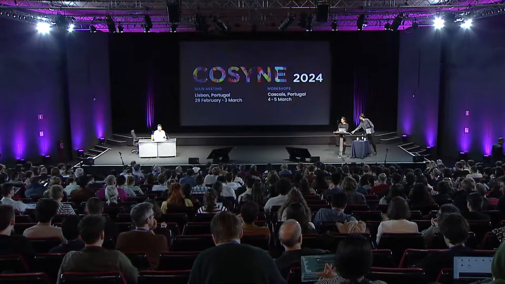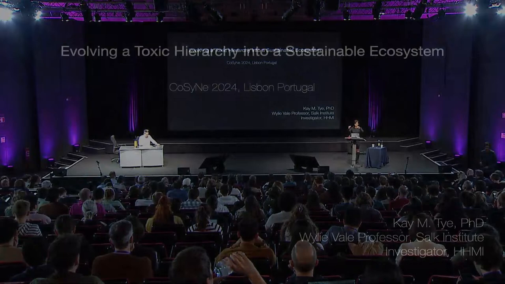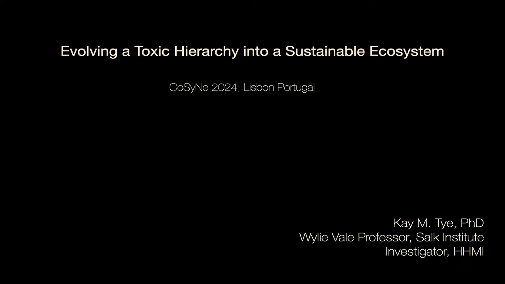So the next talk is a special talk. Kay Tai needs no introduction as a neuroscientist. But she has actually spent, since high school, many, many years working on promoting diversity, equity, inclusion, and accessibility. And so this is the topic of her talk: evolving a toxic hierarchy into a sustainable ecosystem. Thank you.